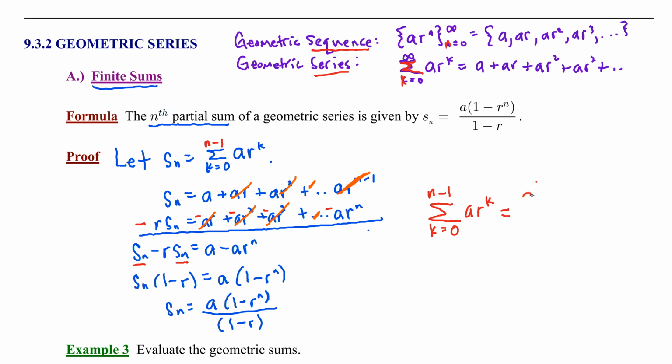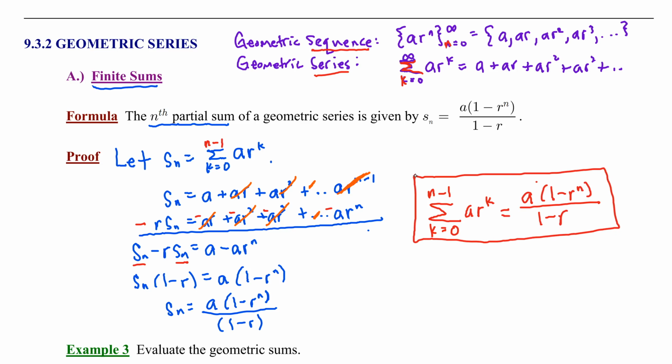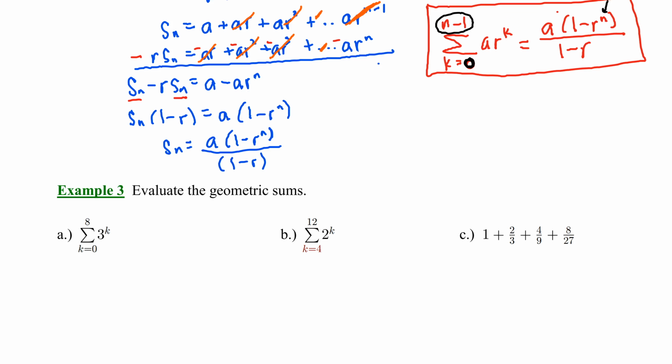And the sum we obtained is a times 1 minus r to the nth power over 1 minus r. It's very important that when I apply this formula, all of the details line up. That is, this formula will not work unless my lower limit of summation is 0. Also notice that the n that I'm using in the formula is actually 1 greater than my upper limit of summation. So let's go ahead and apply this formula in example 3.